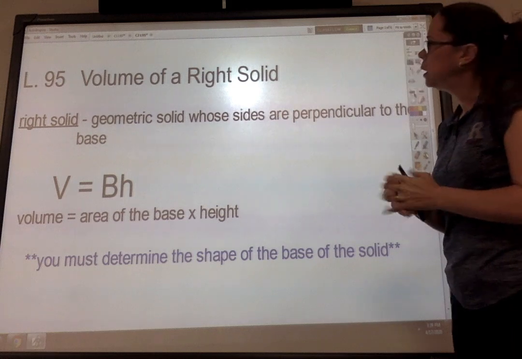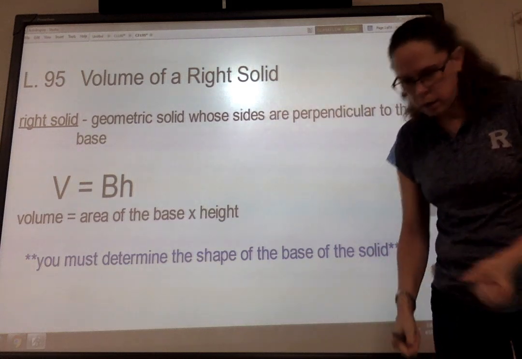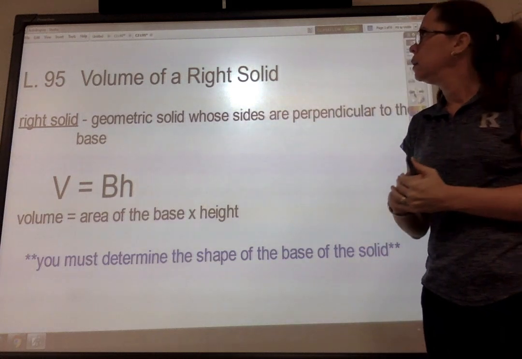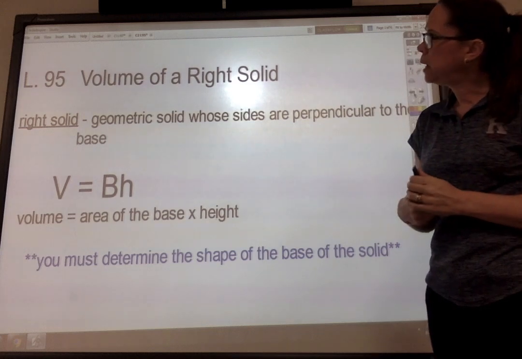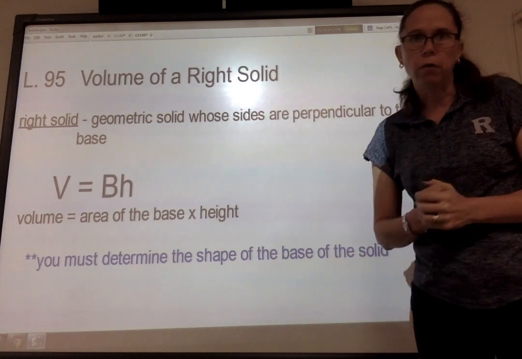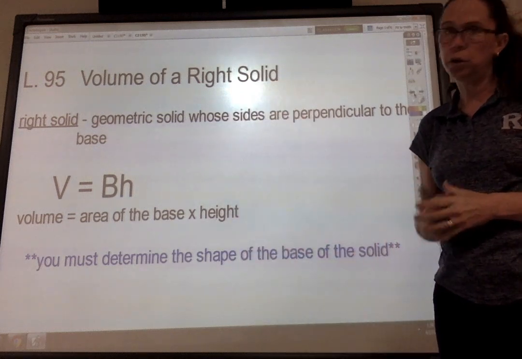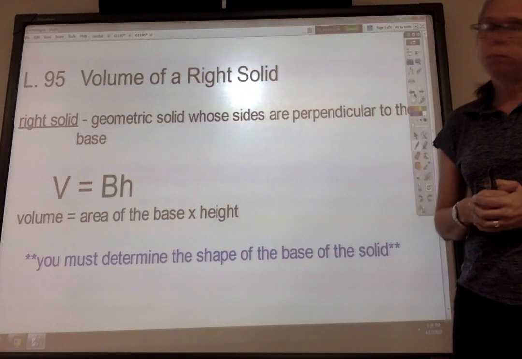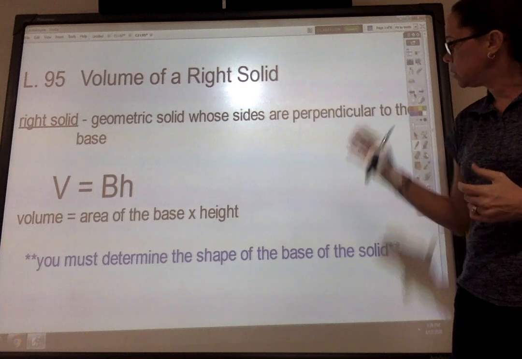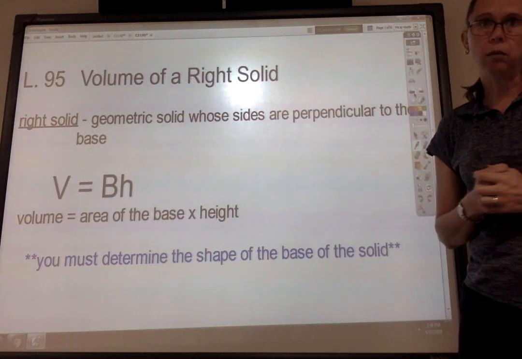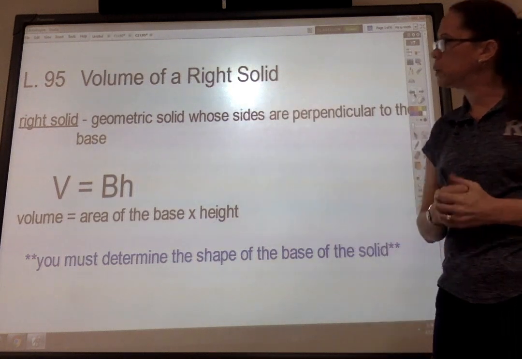I wanted to use the board because I wanted to get my geometric solids. So today we're talking about finding the volume of a right solid. You need to get these notes into your notebook. While I'm speaking, you can pause and write the notes, or just listen while I'm talking about what is on the board here.